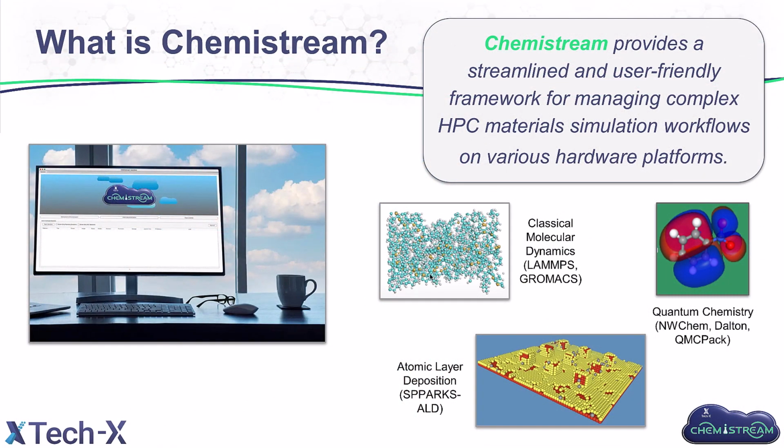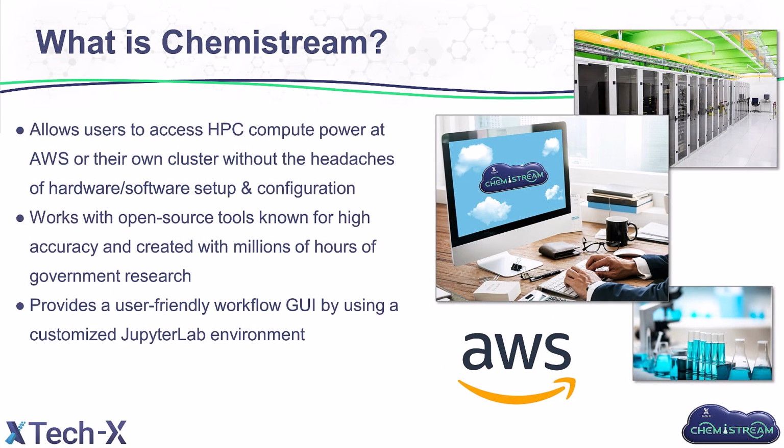So what is Chemistream? Chemistream provides a streamlined and user-friendly framework for managing complex HPC material simulation workflows on various hardware platforms, including HPC cloud resources at AWS, an internal HPC cluster, or your local desktop. Chemistream provides three primary capabilities: turnkey HPC cloud access, pre-configured open source proven simulation codes, and customized GUI workflows that address specific industrial and commercial modeling needs.